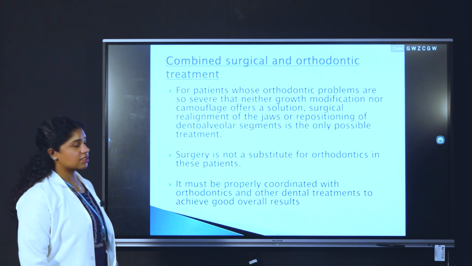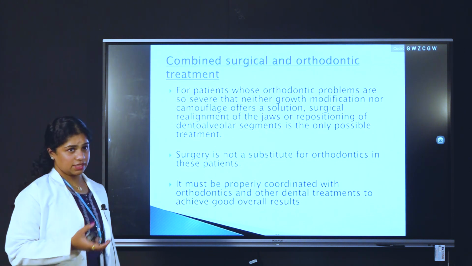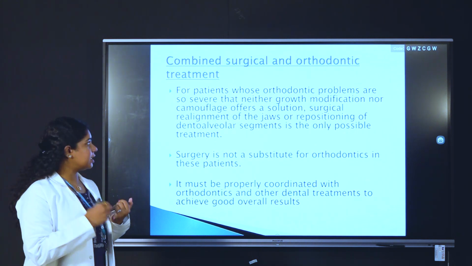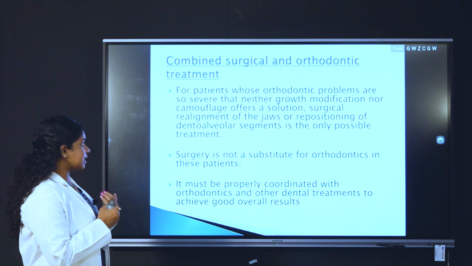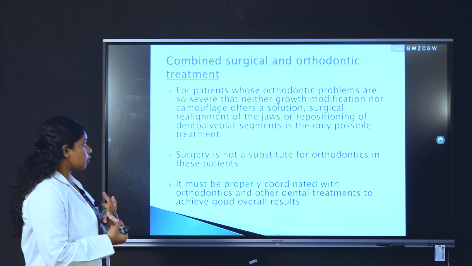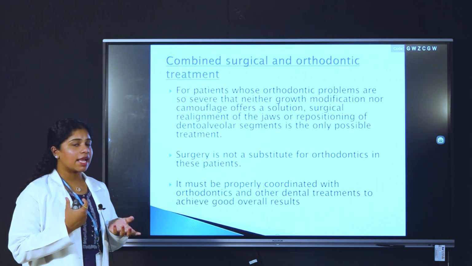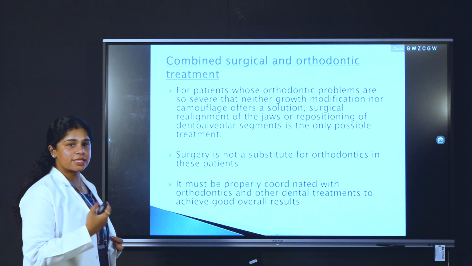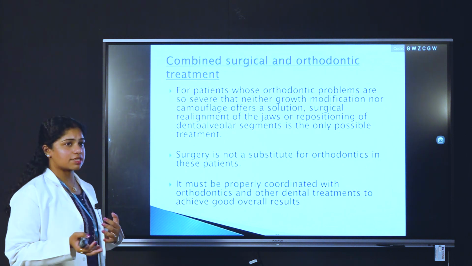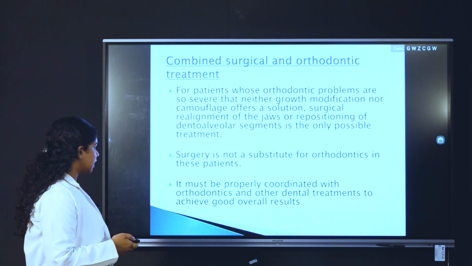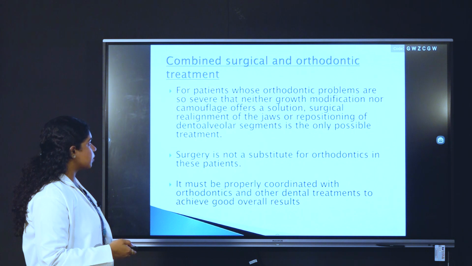Then there is combined surgical and orthodontic treatment. For patients whose orthodontic problems are very severe, in adult patients growth modulation can't be done. So when the skeletal discrepancy is very severe, camouflaging may also not help. So in those cases, surgical realignment or repositioning of the jaws can be done. So surgery is not a substitute for orthodontics, but it can be done as an adjunctive procedure, where both surgical and orthodontic procedures are done. It must be properly coordinated with the orthodontics and other departments to get a good overall result.